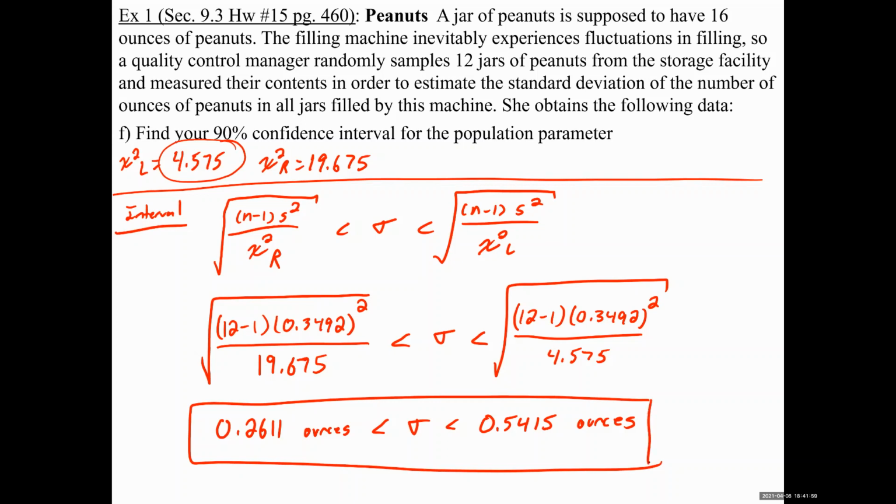So I told you a very long story, but really, it's not that much. You look up chi-square left and chi-square right, and then plug into the formula, and you have your interval. Story's over. Story's not completely over, but story for part F is over. Any questions on part F?